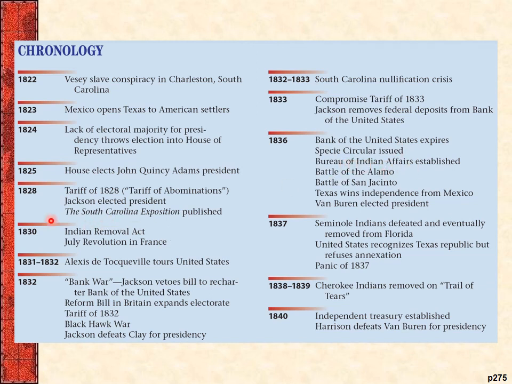I forgot to talk about the Indian Removal Act of 1830. And then here in Texas, you got the Battle of the Alamo, Battle of San Jacinto, Texas wins its independence, and also Van Buren is elected president. And then you have the Panic of 1837 that occurs. You get the Trail of Tears that occurs in the late 1830s with the Cherokee. You get the Independent Treasury established in 1840, and William Henry Harrison defeats Van Buren for the presidency. Remember, Tippecanoe and Tyler too.